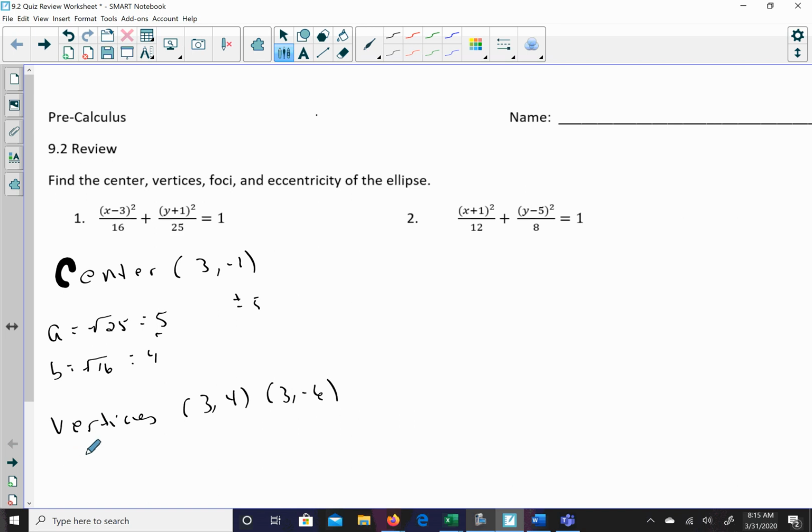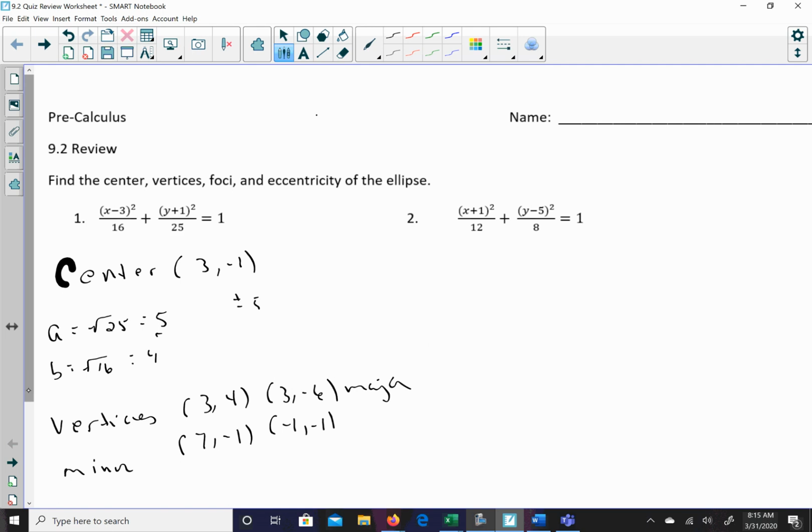If I were graphing this, I would also want to find my minor vertices, which would be adding 4 to that 3. So I would have (7, -1), subtract 4, and (-1, -1). Those are my minor vertices. I think they're helpful to have. You have to write them, not all the time.